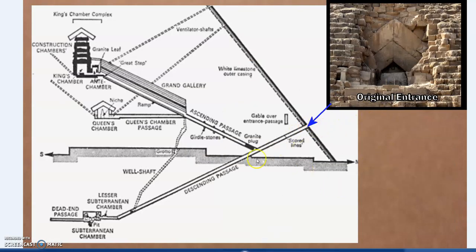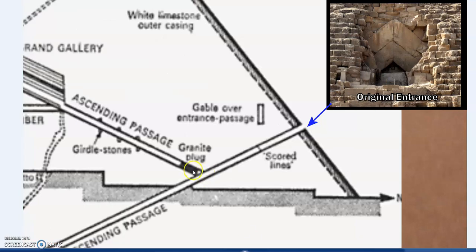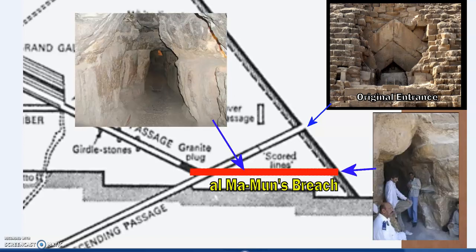So the original entrance. Zoom in a little bit, and there again is where the granite plugs were that were blocking the ascending passage up into the upper chambers and the points of interest that anyone would be really looking for. And where this red line is, that's Al Mamoon's breach. So that's the entrance you go into when you visit the pyramid, the robber's entrance or Al Mamoon's breach. This tunnel was not part of the original design, it was carved out later.